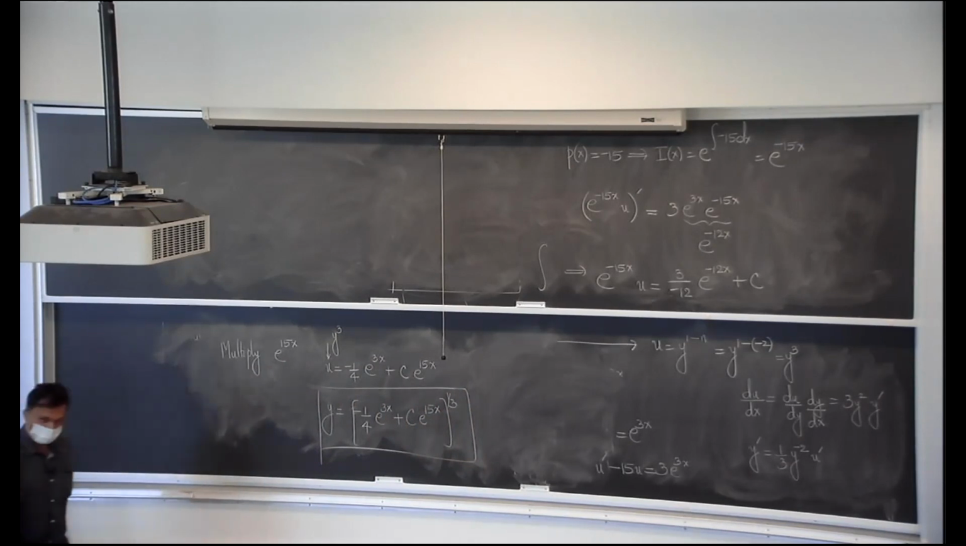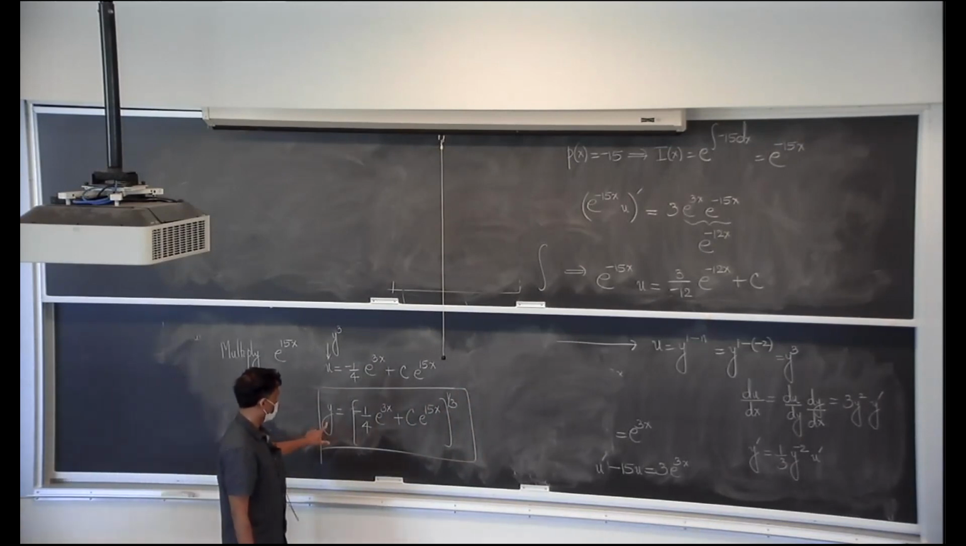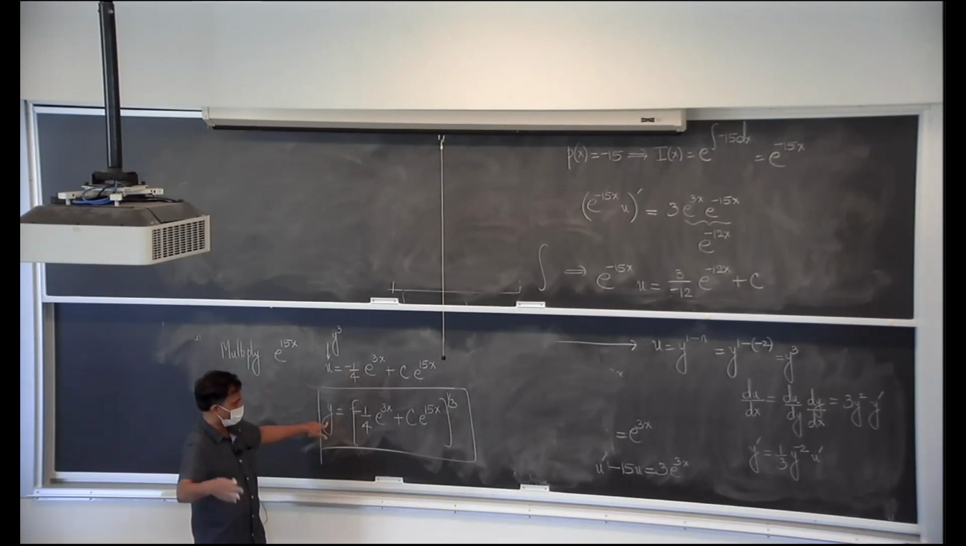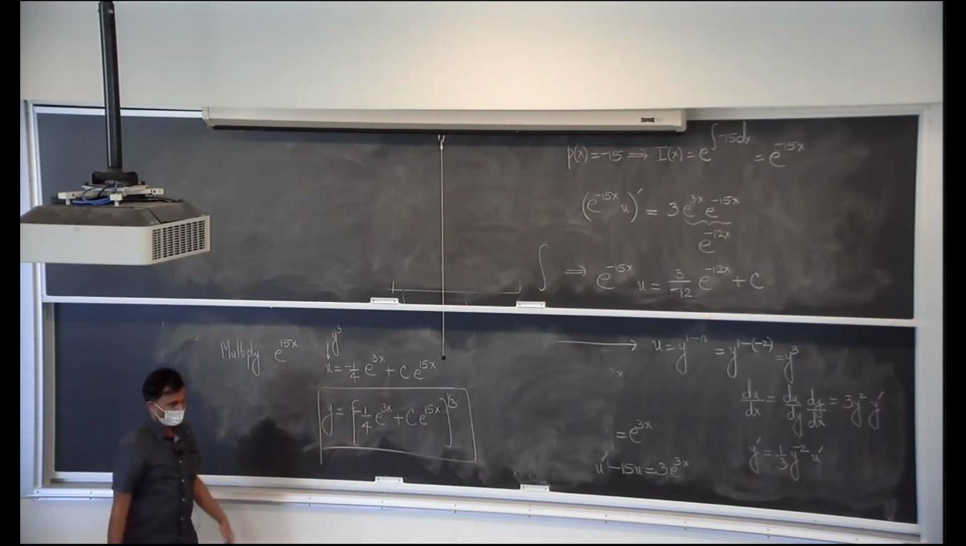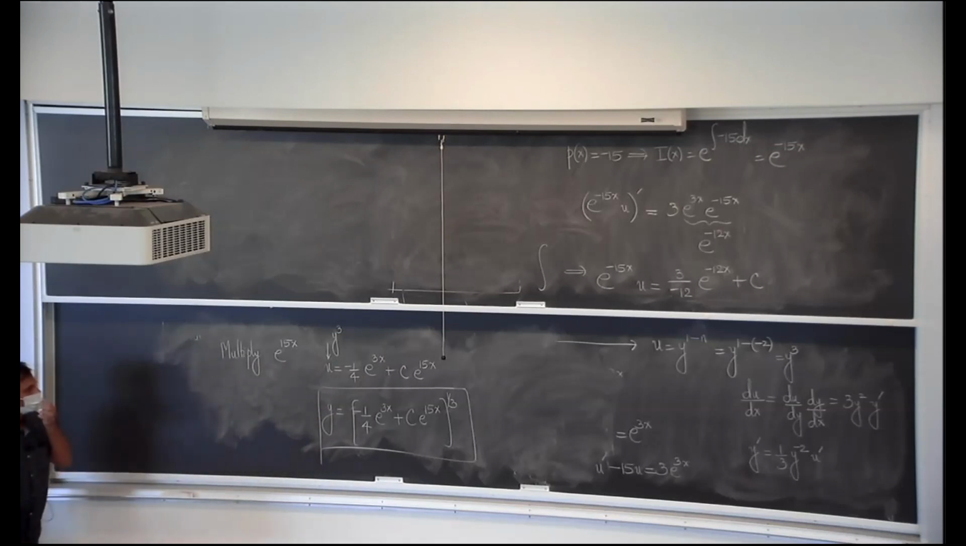If this is an initial value problem, you have to wait till you get your y before you plug in the y of x equal to 0 equal to something. Okay, don't plug it in for u because that is not the actual variable here. Any questions on this?